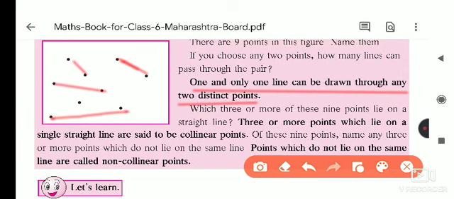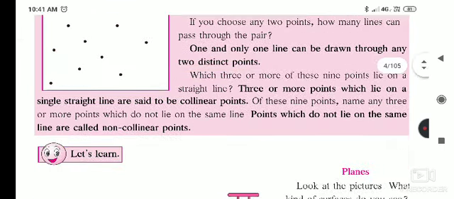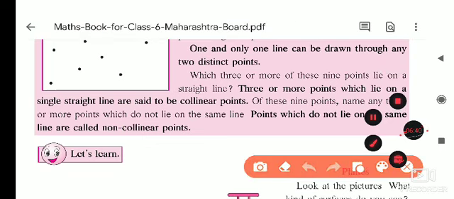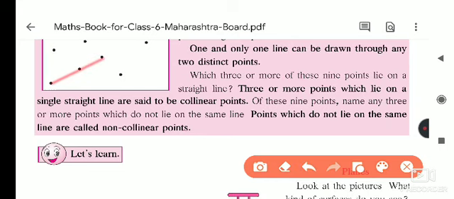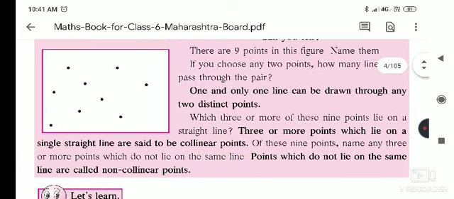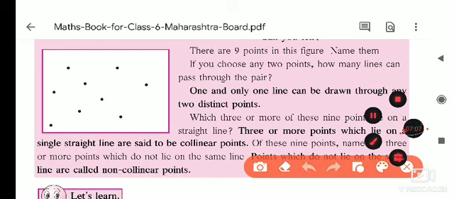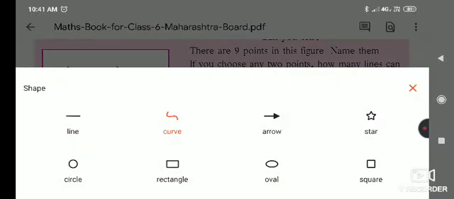Okay, and then afterwards the next point is: see here, 3 or more points which lie on a straight line are said to be collinear points. Suppose we took these 3 points, this is first, second and third. If you see, one line can pass through these 3 points, and so these 3 points are called collinear points. And the points which do not lie on the same line are called non-collinear points.